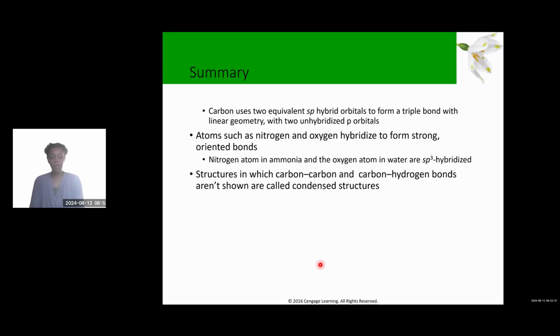Structures in which carbon-carbon and carbon-hydrogen bonds aren't shown are called condensed structures. So now we're going to 1.12. If you remember, when you're not showing all the bonds and sticking them out, that is your condensed structure. Let's talk about the other ones. You have your kekulé structures, which are stretched out, and then you have your electron dot structures, and then you have your line structures as well, where you're not showing your carbon hydrogens, which we did a little bit in this chapter. And we're going to do more of that in chapter 2.